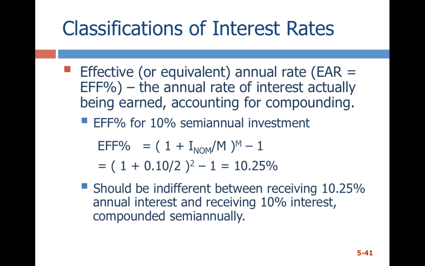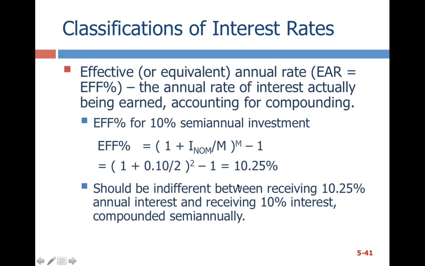The effective or equivalent annual rate, EAR or EFF percent, is the annual rate of interest actually being earned, accounting for compounding. The EFF percent for a 10% semi-annual investment would be this formula here. So EFF percent equals 1 plus the nominal rate over that M variable, to the M power, minus 1. Now I know this is a complicated equation, but you have a homework question on it, and it's pretty simple. Just plug the numbers in, and you should be able to get your effective annual rate.